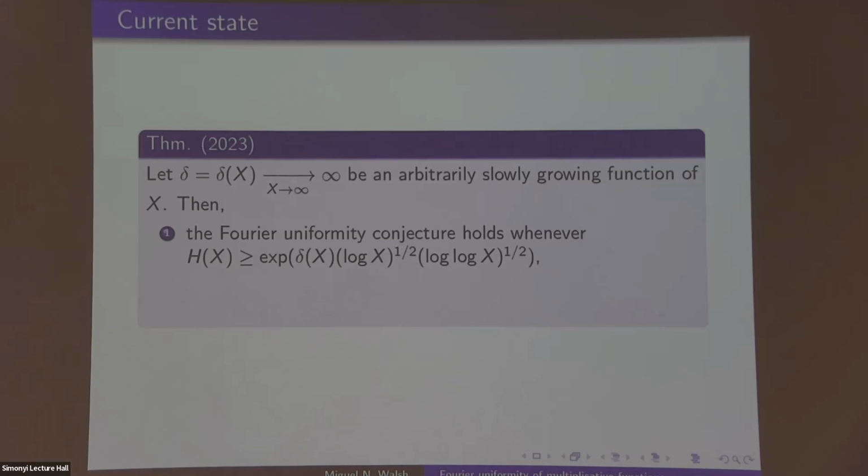But remember that I mentioned before that we don't really need to go, at least for the average case, the logarithmically averaged case, to arbitrarily small h. It will suffice to prove it for h equal to log x to the epsilon for every epsilon greater than 0.